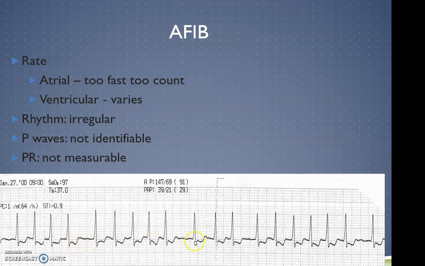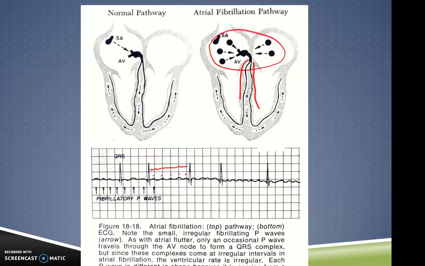It could be, but do you see anything that's consistent? Not till way out here. It's just a wavy line, and it's irregular. No P waves, irregular, think immediately AFib. This picture just depicts that there's many cells firing and getting to the AV node.